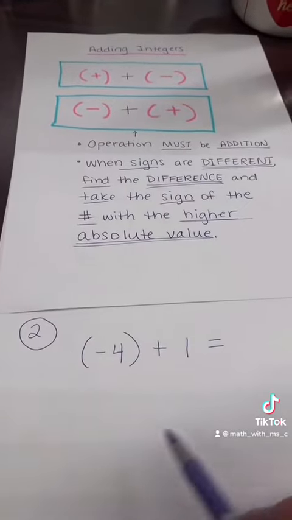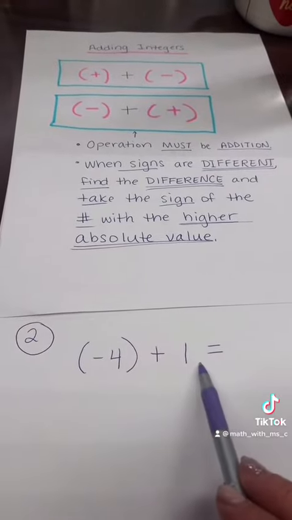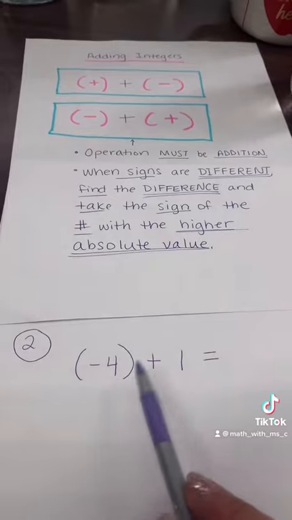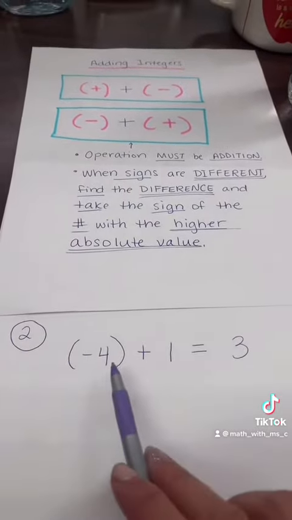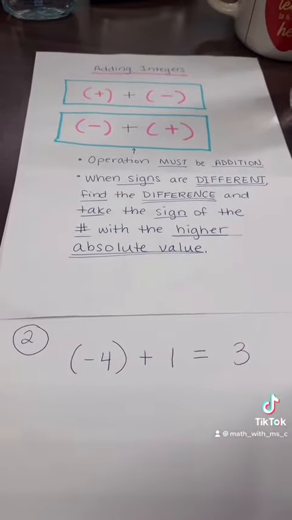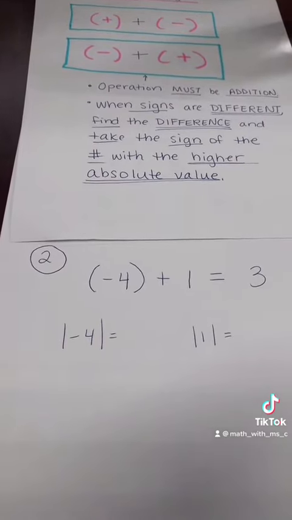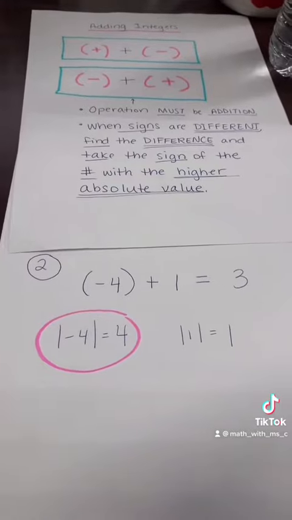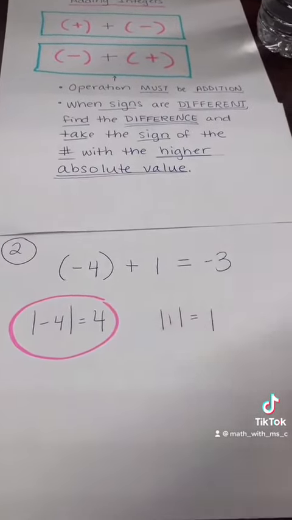Let's look at negative 4 plus 1. This is an addition sign. One's negative, one's positive, so signs are different. Find the difference. So subtract 4 minus 1, and you get 3. So you find the difference of the two numbers. Then you find the absolute value of the two numbers. The absolute value of negative 4 is 4. The absolute value of 1 is 1. Since negative 4 has the bigger absolute value, that means the answer is going to be negative.